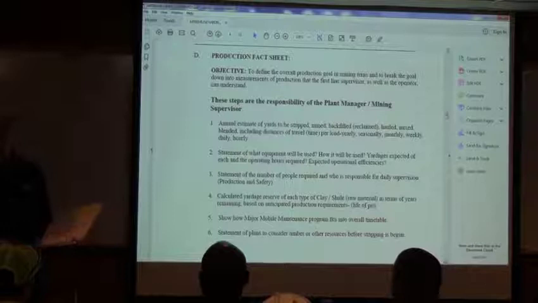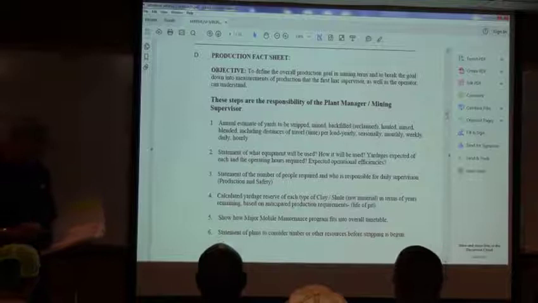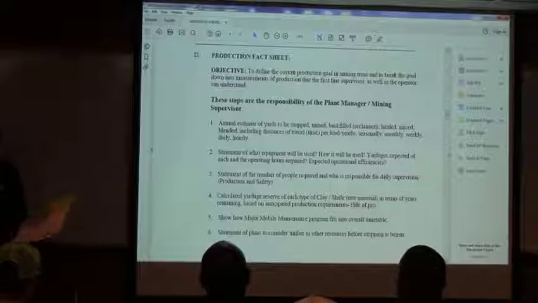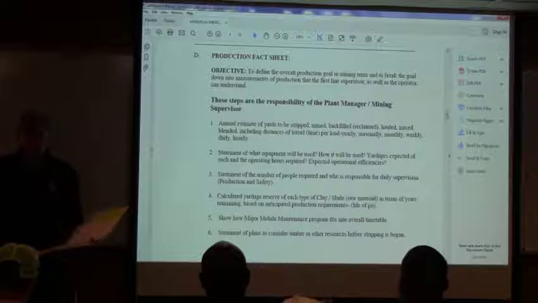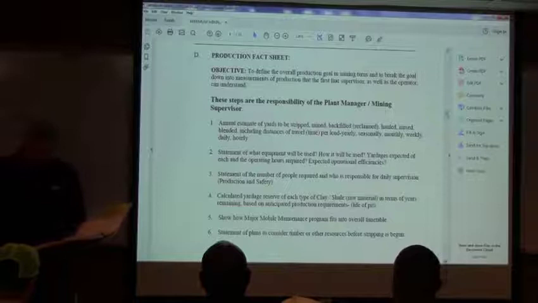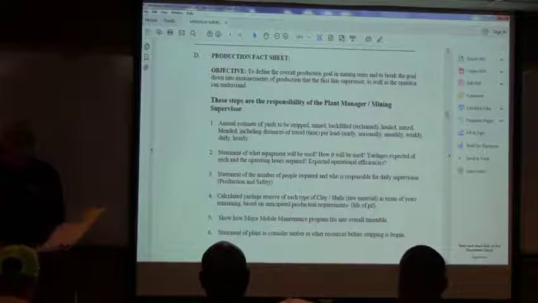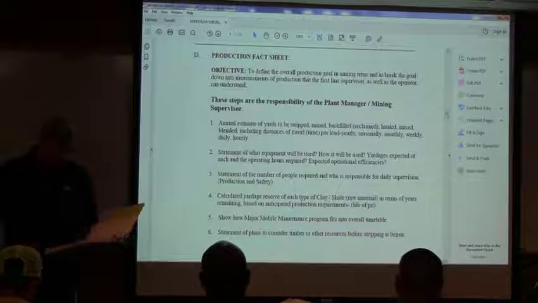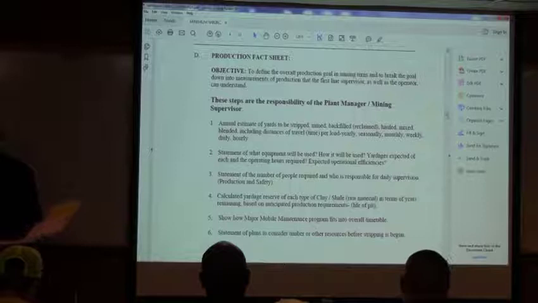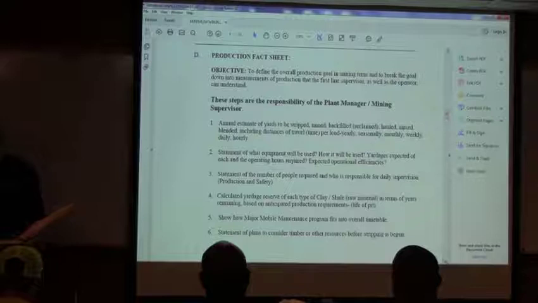Number 1, the annual estimate of yards to be stripped and mined. That's a given, right? Number 2, this is a budget issue. What equipment will be used? Just about all of these are budget issues. Number 3, statement of number of people required. That's a budget issue. Number four, the calculated yardage reserves. That's an exploration issue. Number five, show the major mobile maintenance program and how it fits into the overall timetable. Budget issue. Miscellaneous, number six, the statement of plans to consider timber and other resources before stripping is begun.